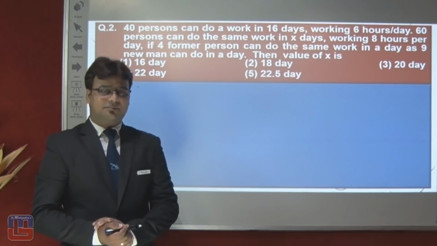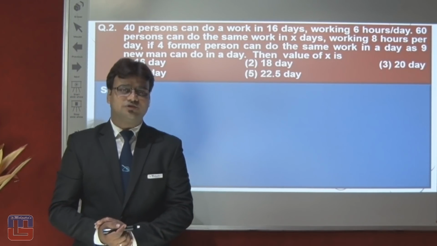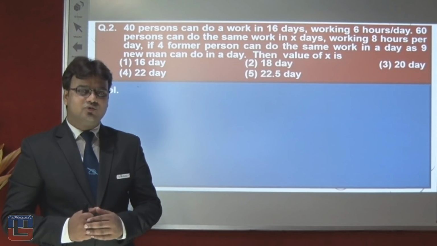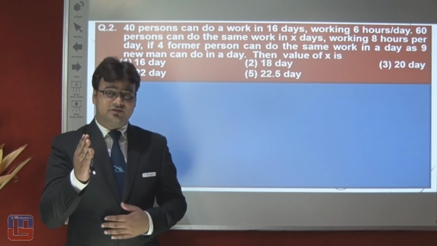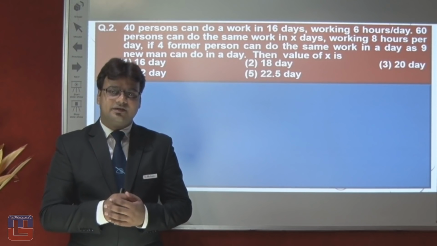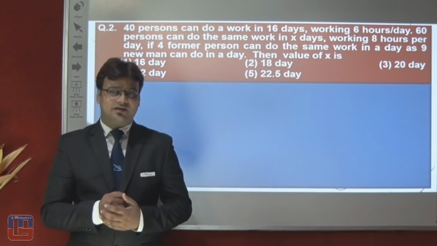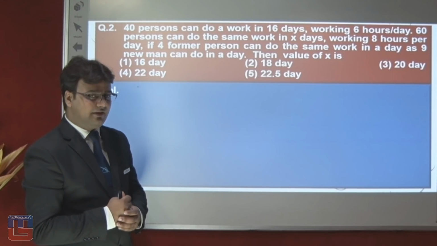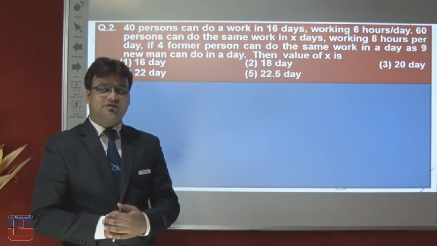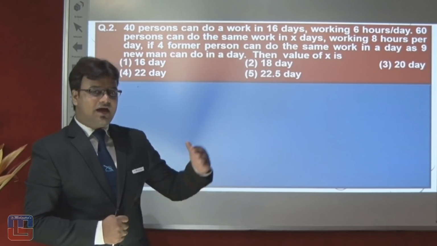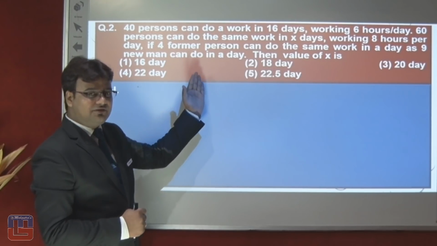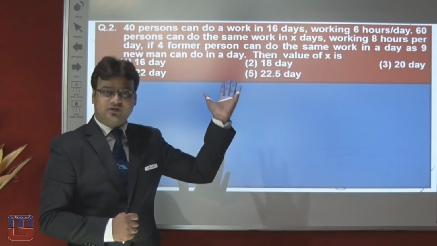This question is based on work and time. The question is that 40 men can do a piece of work in 16 days, working 6 hours per day. 60 men can do the same work in X days, working 8 hours per day. If 4 former persons can do the same work in a day as 9 new men can do, that means the 60 are new persons.